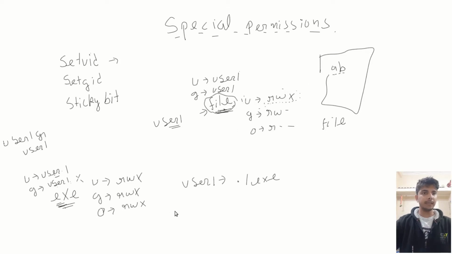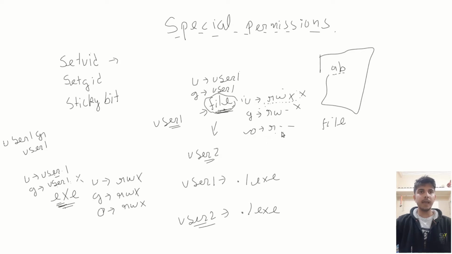Now let's say that I am logged in as user2, and I again execute this file. Right now user2 has executed this file. In this case, the file will see that user2 is trying to access it. Now user2 is not the owner of this file, so the owner permission will not take place. Similarly, user2 does not belong to this group, so the group permission will also not take place. Then you will see user2 belongs to the others category, so this permission will take place.